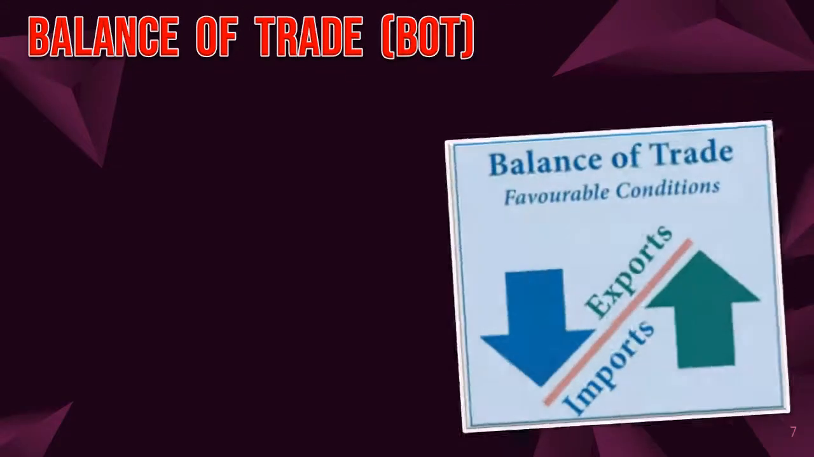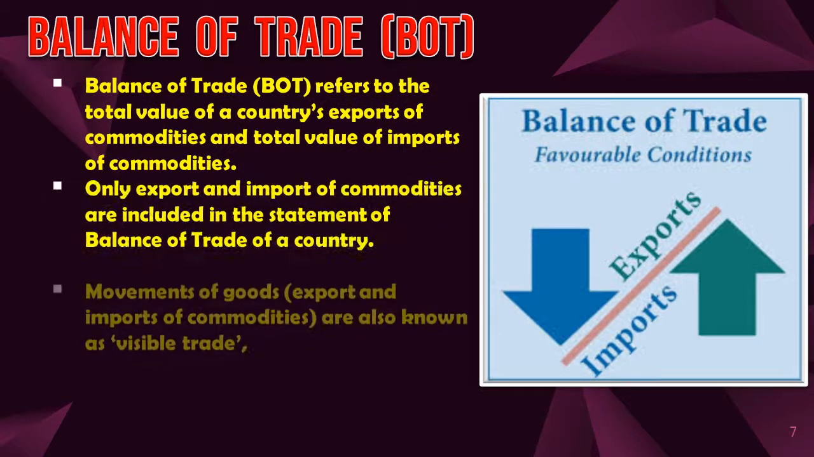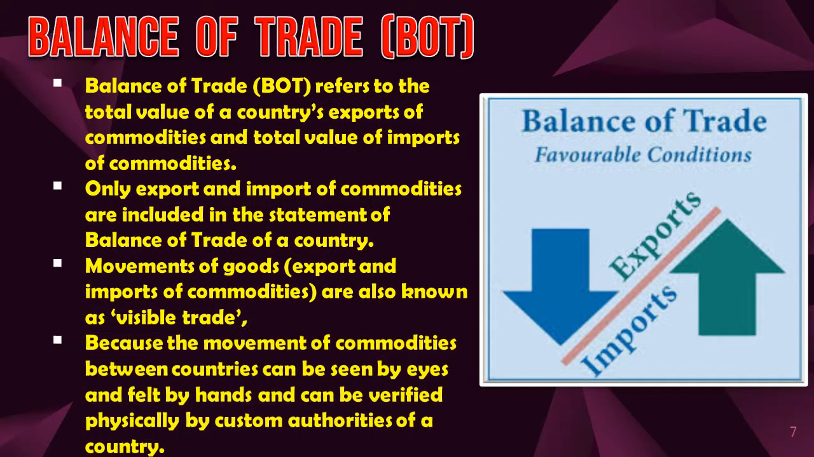Balance of trade, BOT. BOT refers to the total value of a country's export of commodities and the total value of imports of the commodities. So balance of trade means the total value of a country's export to the total value of the country's import. Only export and import of commodities are included in the statement of balance of trade. So nothing else is included in the balance of trade except the export and import of a country.